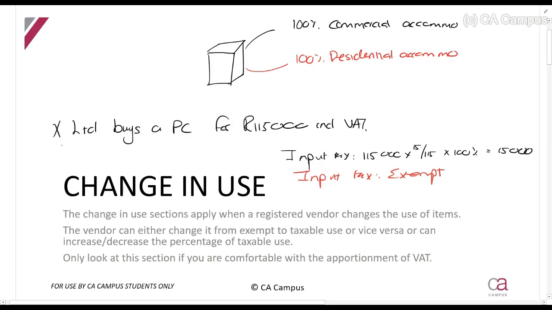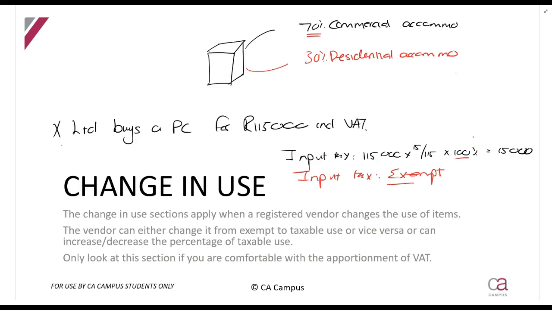Now remember, these things in color don't really matter because I can do the following. I can say I use it 70% for commercial and 30% for residential. Again, if I buy this computer and say I will use it only in the commercial accommodation, then I'll still claim 100%. If I say I'll only use it in residential, it's still exempt. But if I say I will use it in both, then instead of multiplying by 100%, I can only claim 70%. So we all know that. That's just a quick recap to get you on the same page as me for my discussion.